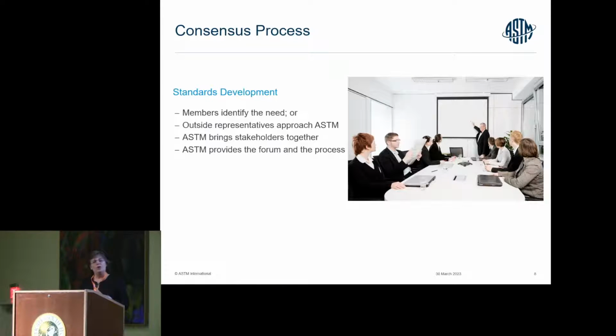So anyone at any time can come to our group and suggest that they would like something changed. And all they need to do is come to the ASTM subcommittee meeting and get consensus on what they would like to do. Once they have a draft standard in place, it moves on to the subcommittee for balloting.